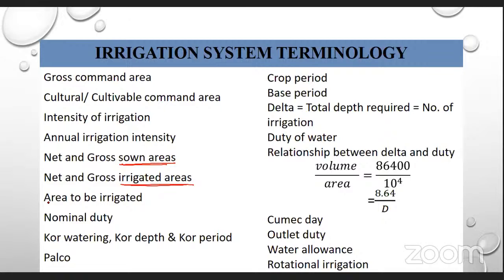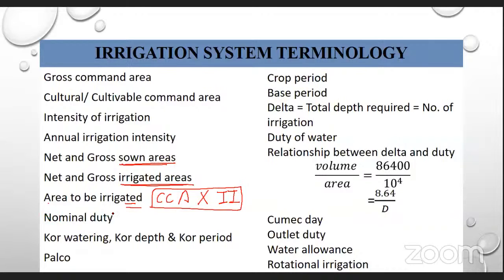Now we have the area to be irrigated. The proposed area for irrigation at any one time is called the area to be irrigated. This area to be irrigated can be calculated as the culturable command area into intensity of irrigation. By multiplying these two, we get the area to be irrigated, meaning at once what area we have to give irrigation.